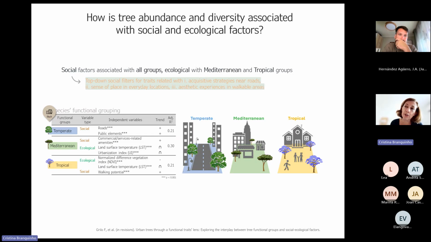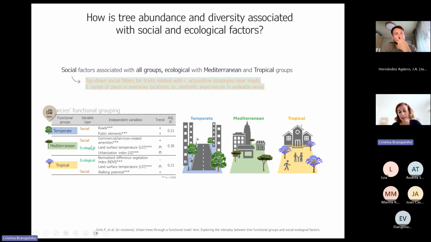We also related these functional groups, asking what the drivers are that explain the presence of these functional groups. And as in the case of the other biodiversity indicators that we showed previously, a lot of social variables, such as roads, public elements, and commercial services, related for example to walking potential, were present in explaining the distribution of these functional groups in the city.